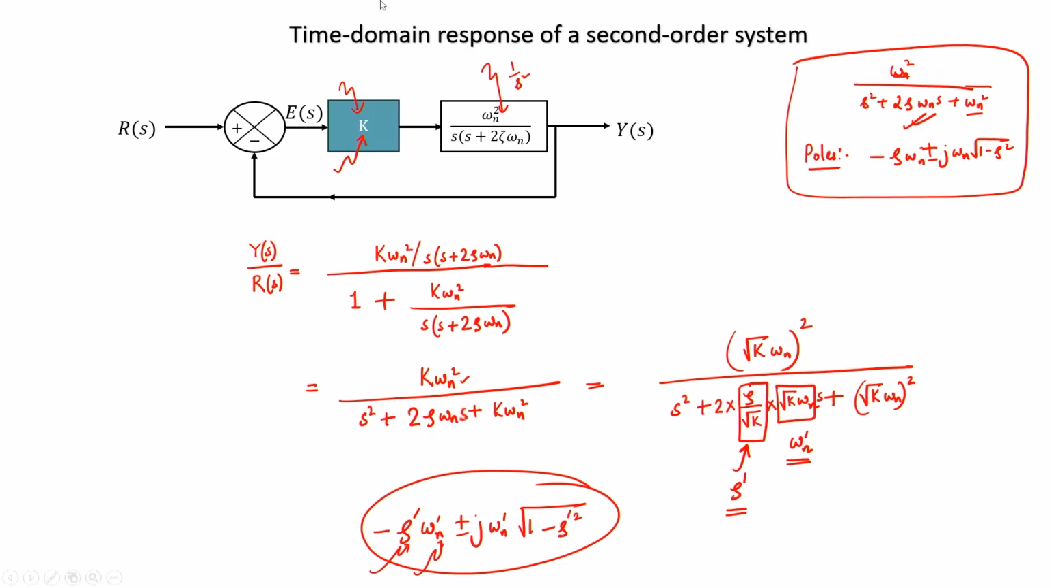Okay. So, I will end this lecture here itself, and then we look into something called time domain specifications, or specifications of a second order closed loop system.